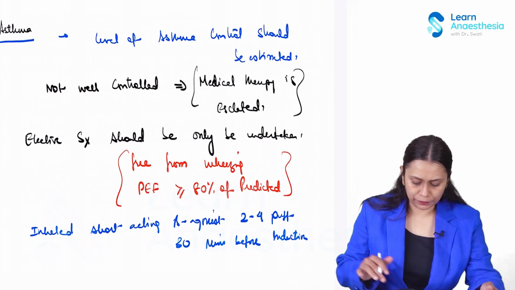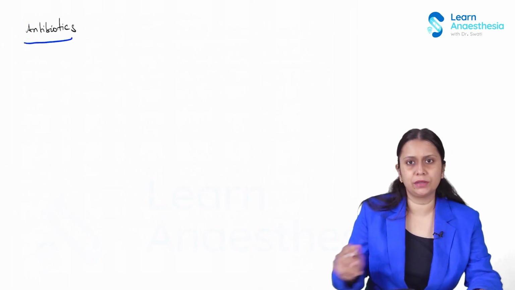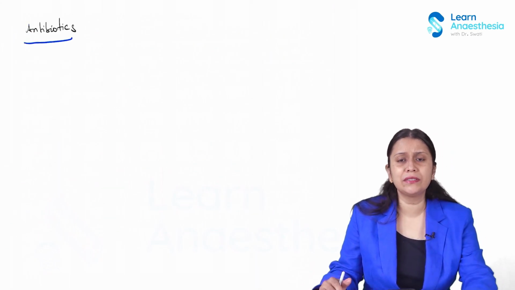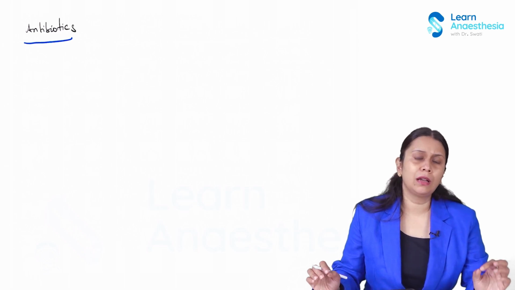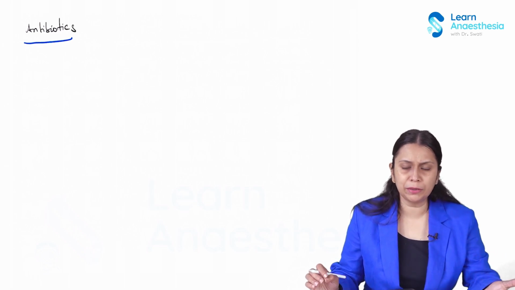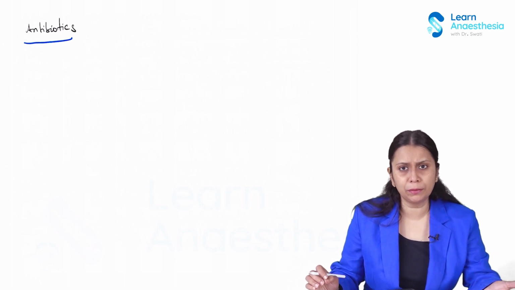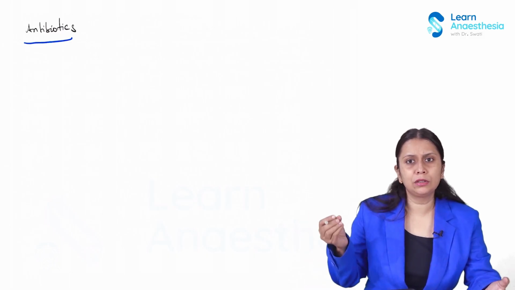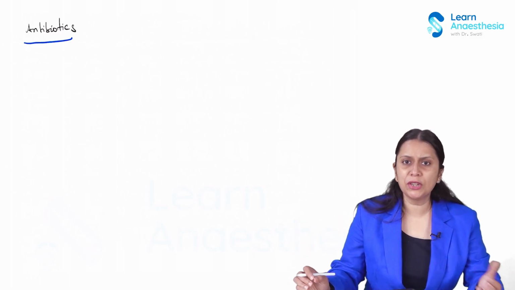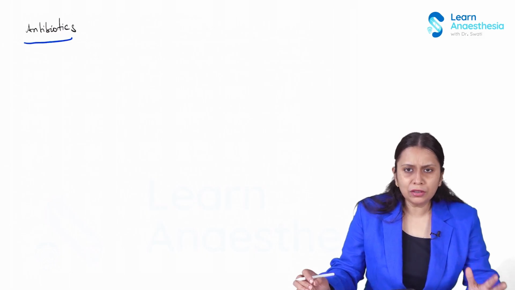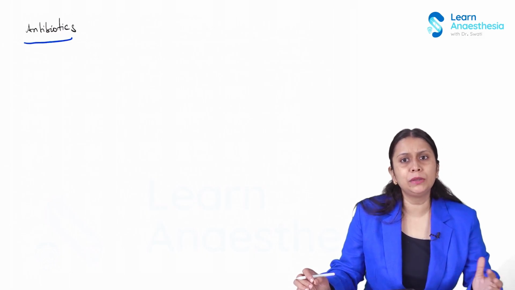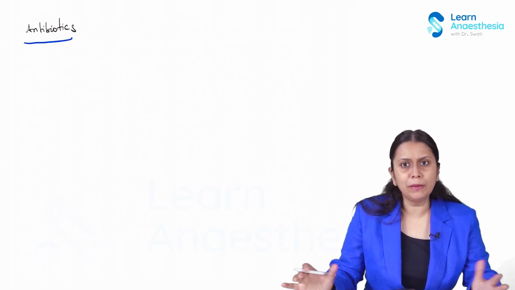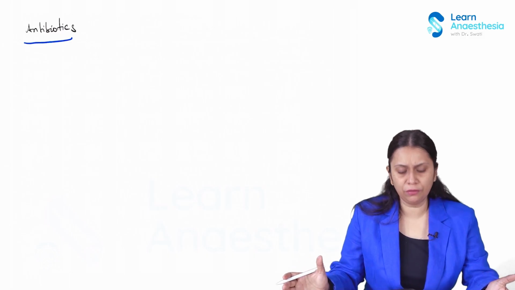Okay. Now, if a patient is on antibiotic, let's say recent infection has been suspected or diagnosed in the patient, and there is a change in the sputum thickness or sputum color, and the patient is on antibiotic, then first the baseline level should be attained with the full medical therapy, and then the patient should be taken for surgery.